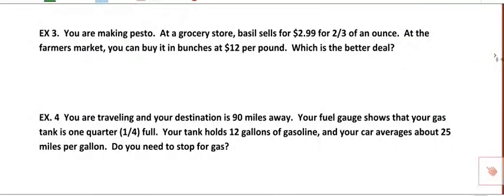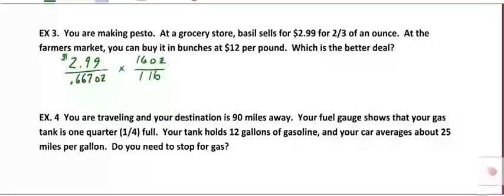Okay, so we're making pesto. One of my favorite things, by the way. And here's what we know. At the grocery store, it sells for $2.99 for 2/3 of an ounce, and at the farmer's market, we can buy it in bunches at $12 a pound. The question is, which is the better deal? Think of a strategy for comparing those two. There are two ways you could go about this. You could put them both in a price of dollars per ounce or in dollars per pound. You could choose whichever one.